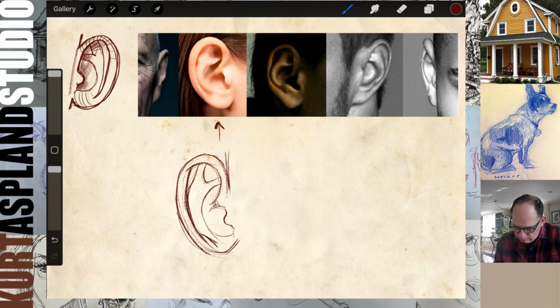Now let's add, I'm just going to go in here and add some surface lines. And I'm going to drop some tone in. Just one value of tone.